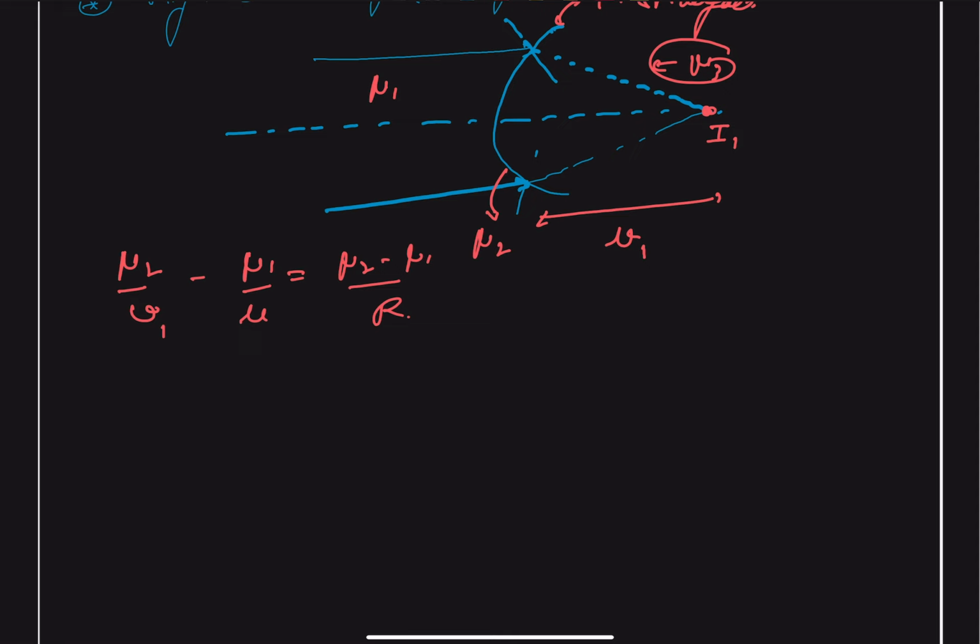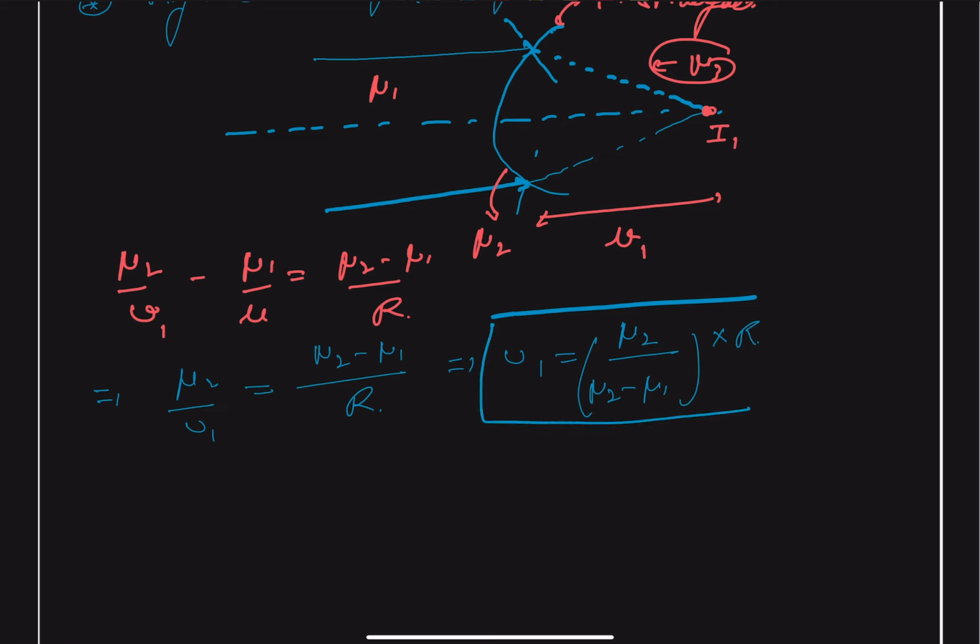You can write that mu2 upon v1 will be equal to mu2 minus mu1 upon r, and from here we can find out our v1. So v1 will be equal to mu2 divided by mu2 minus mu1, multiplied by r. Yeah, so this is our position of the image.